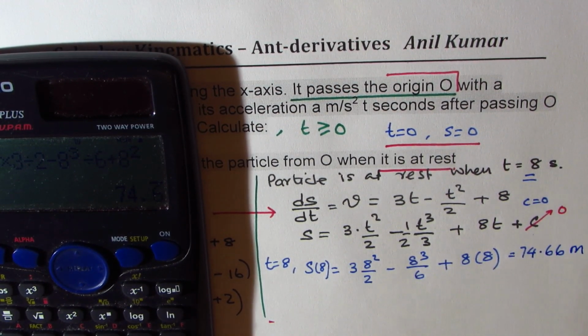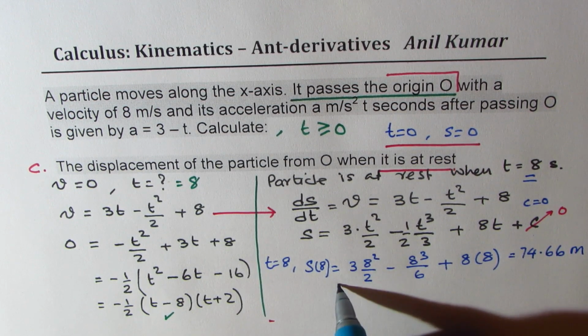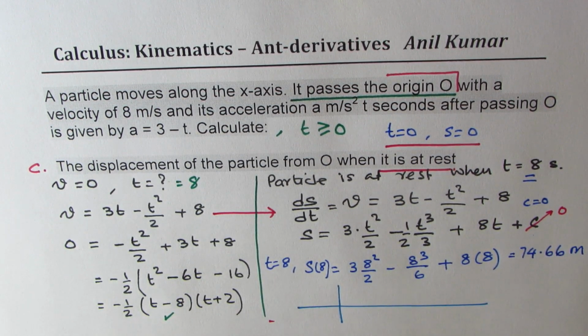And meters is the unit. So that becomes the displacement from the origin for the given particle, right? So what we're trying to say here is that the particle position is somewhere here, which is 74.66 when t is equal to 8 seconds. That is what we are saying, right? S of t is along this x-axis from origin.